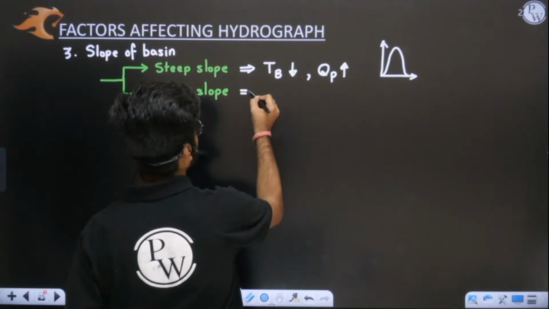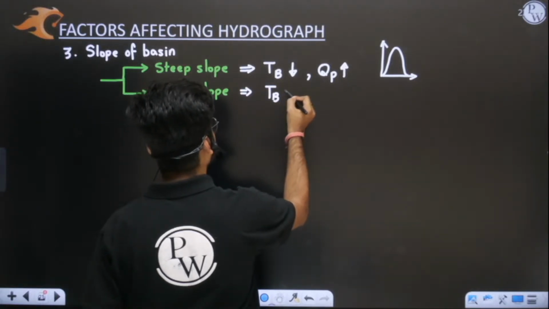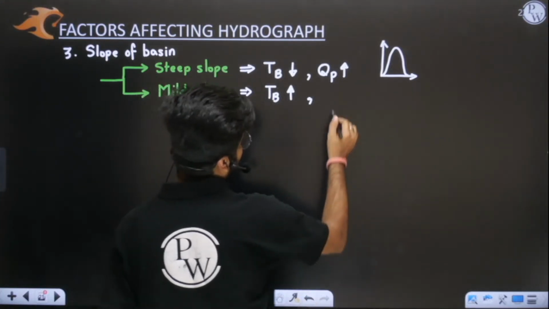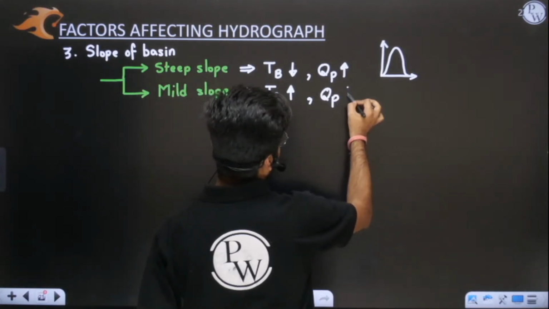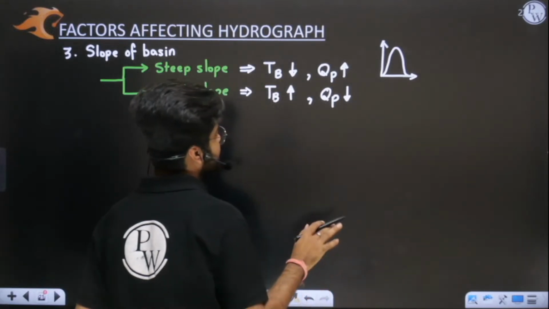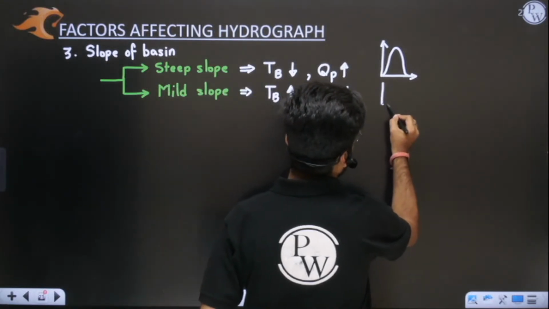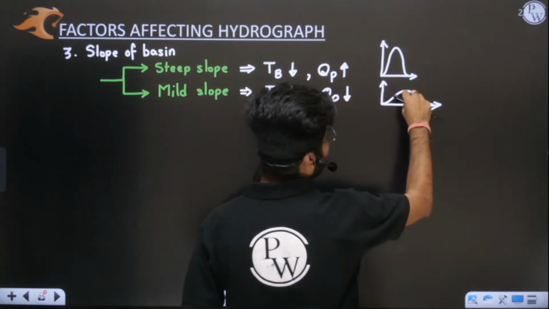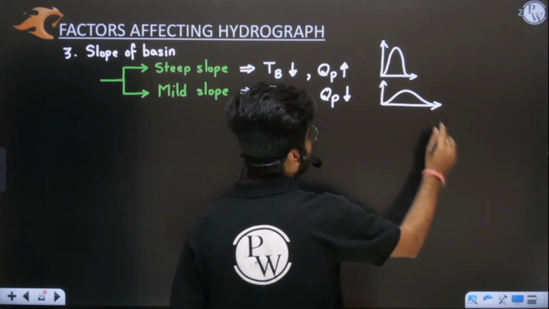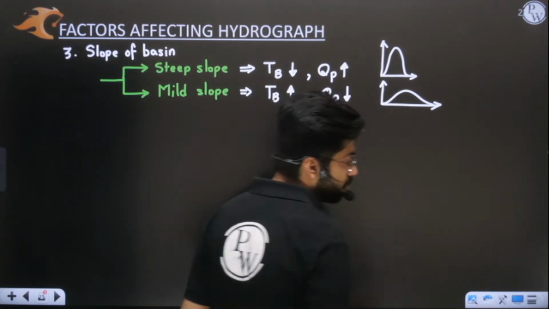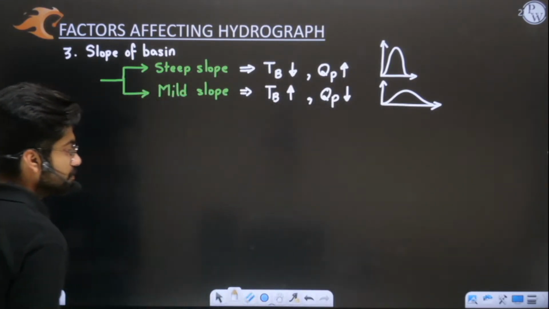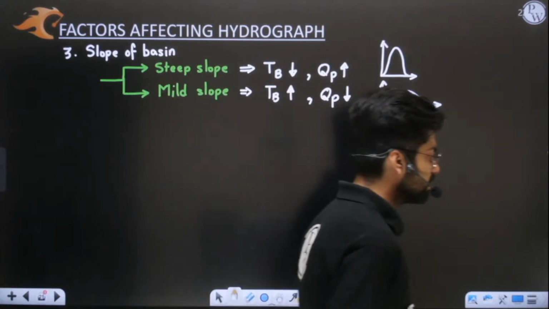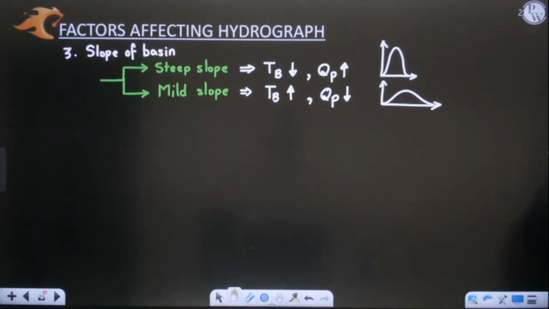But when we have a mild slope, it will take too much of time to drain off. Sir, it will take too much of time to drain off and therefore the peak will be less. In this case, the graph will be somewhat like this. It will take too much of time and it will be gentle. Okay, the peak will be less. Base time is more. So I hope this thing is clear. This is a simple point. This is the slope of basin.